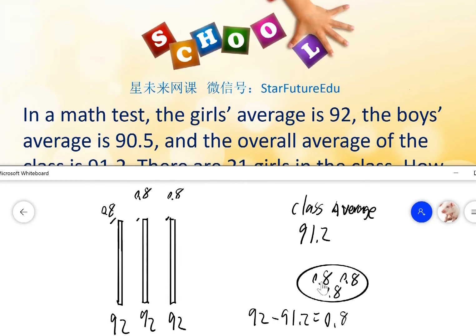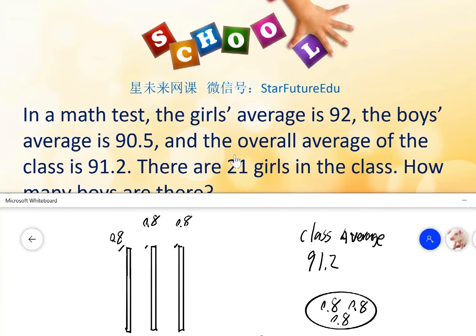Then how much score should exist in the score bag now? It should be 0.8 times 21. Yeah, very good, because there are 21 girls. So in total, it should be 0.8 times 21, which equals 16.8. Now 16.8 exists in the score bag.